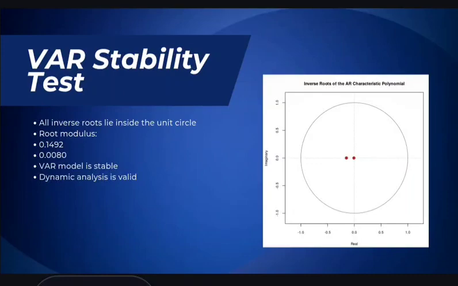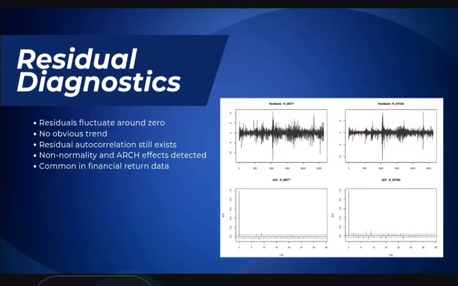Before interpreting the VAR model, we must verify that it is stable. Stability is checked using the inverse roots of the characteristic polynomial. A VAR model is considered stable if all inverse roots lie inside the unit circle. In this analysis, the root moduli are 0.1492 and 0.008, both of which are less than 1. Therefore, the model satisfies the stability condition, meaning the effect of any shock gradually disappears over time and the model can be used for further analysis.